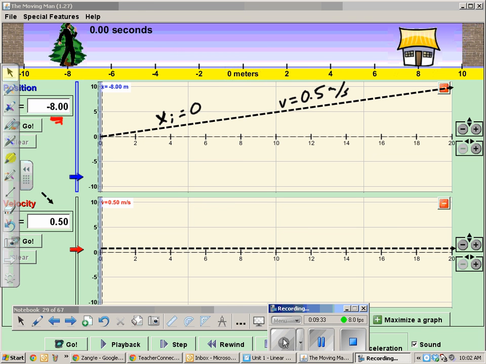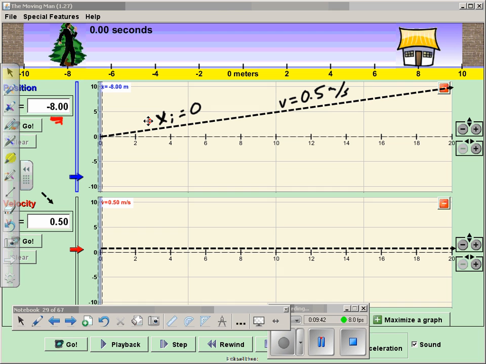Okay, so what I did here is I cleared off the graph a little bit and I wrote down some information. In that previous example, our dude started at a position of 0, so I wrote xi, as in position initial is 0, because he started at 0. And I wrote down his velocity was 0.5 meters a second. Okay, and this time we're going to do kind of the same thing.